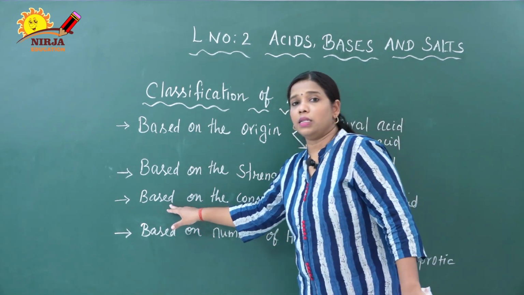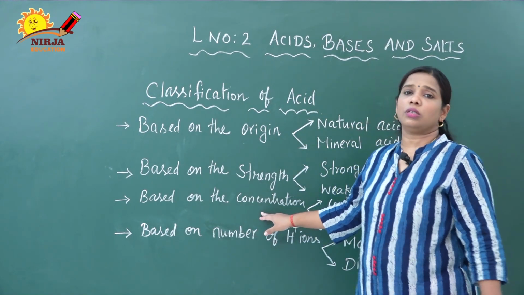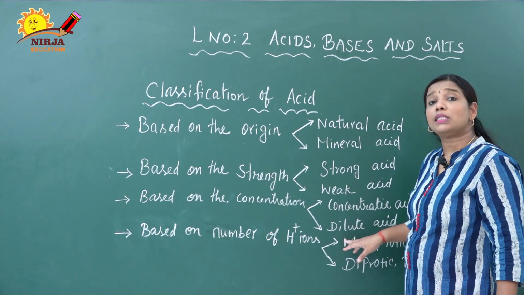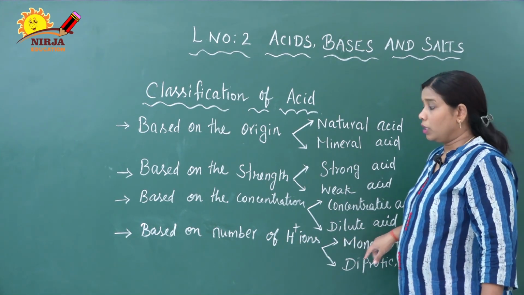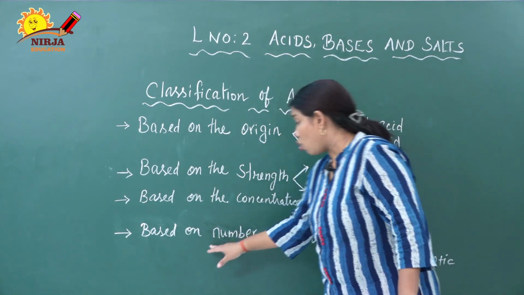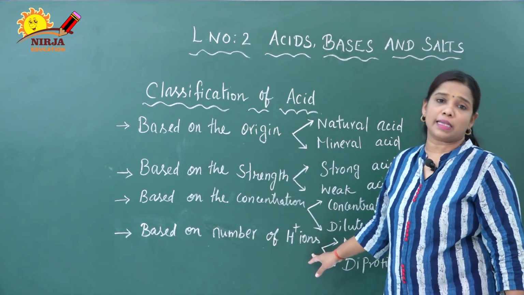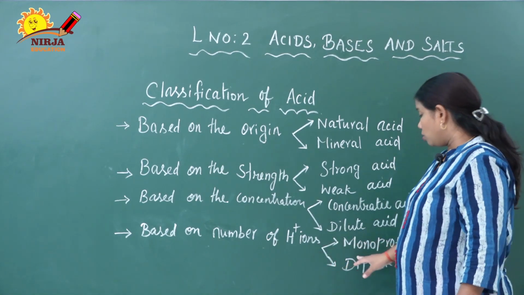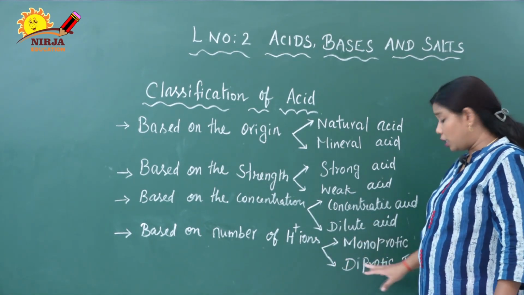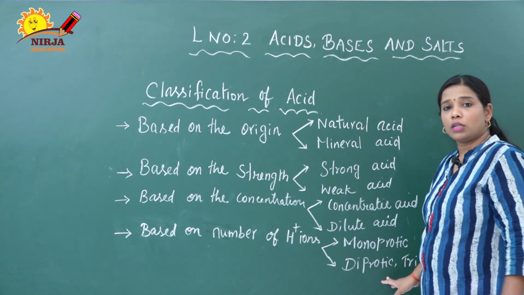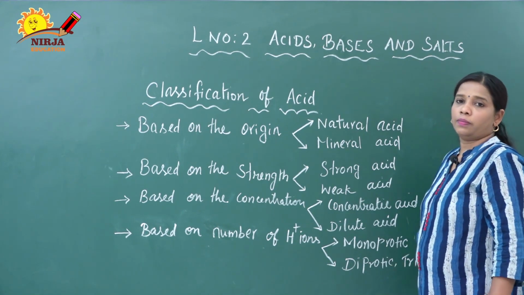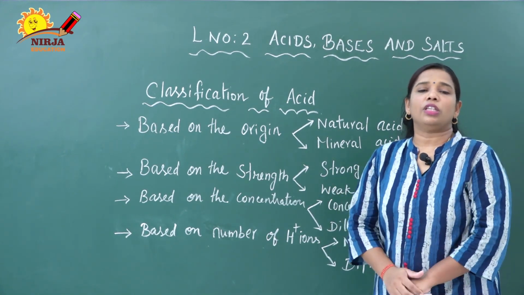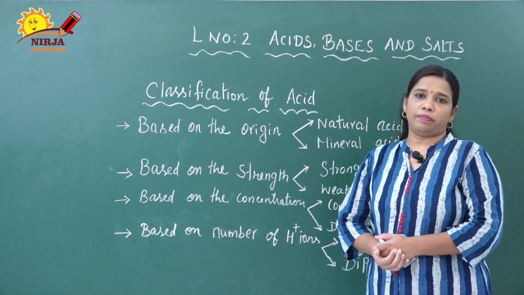The third category is based on the concentration. It is classified into concentrated acid and dilute acid. The fourth category is based on the number of H plus ions present in a particular amount of water. It is classified into 3 types: monoprotic, diprotic and triprotic. This is the classification of acids. Each and everything we are going to discuss in detail.